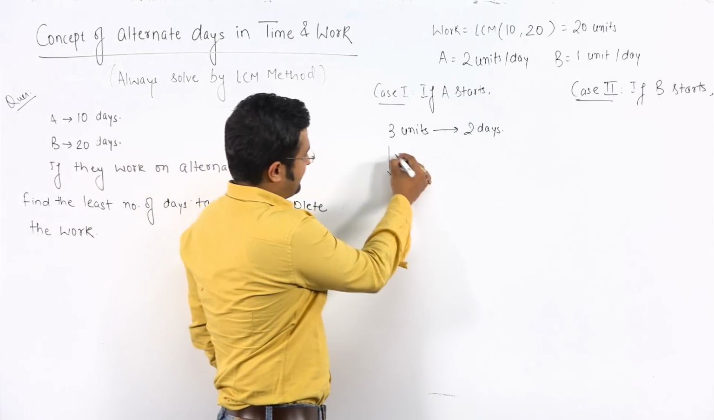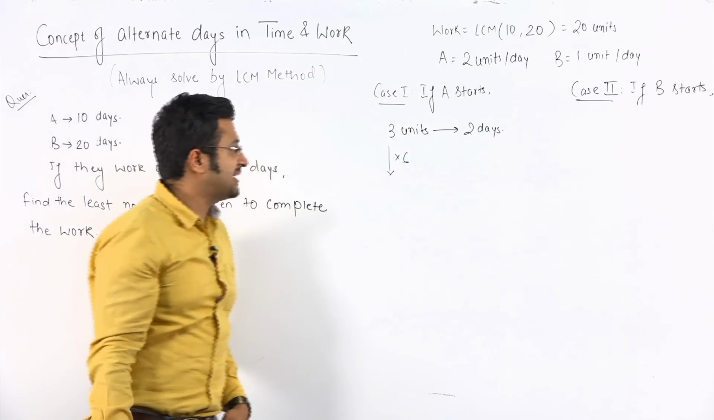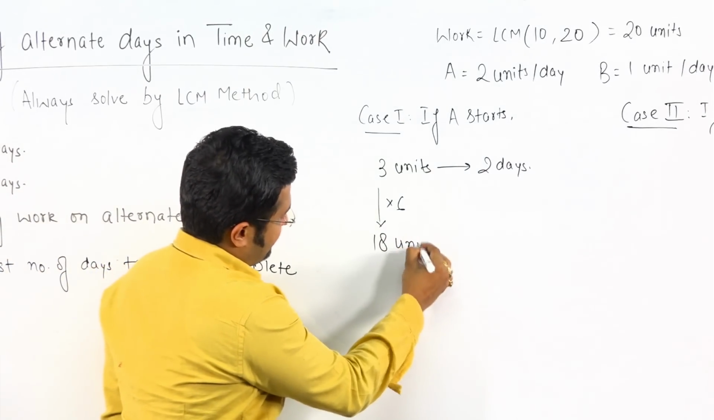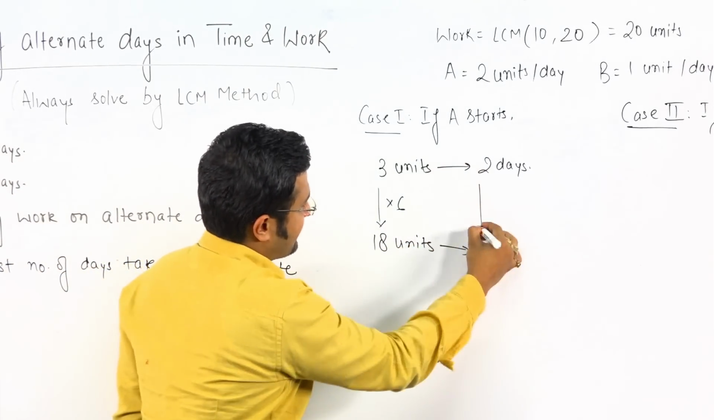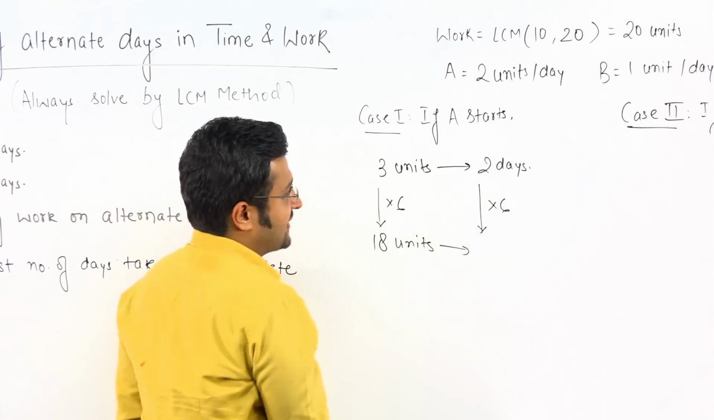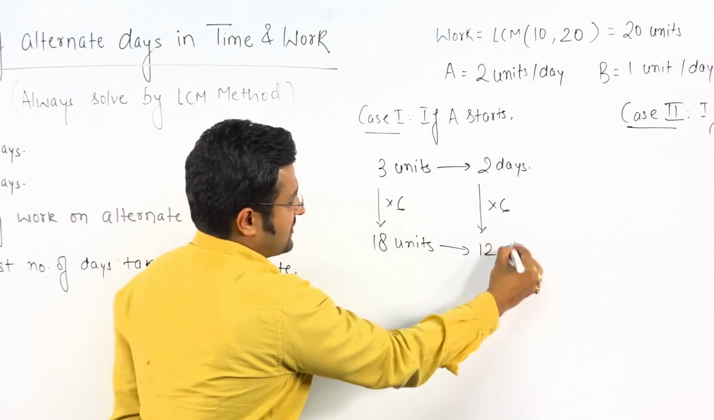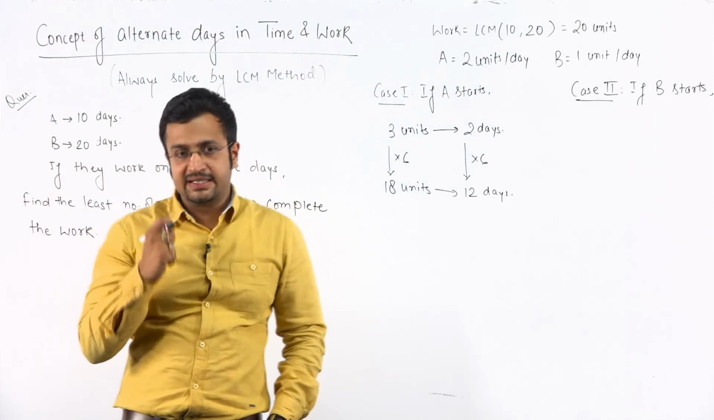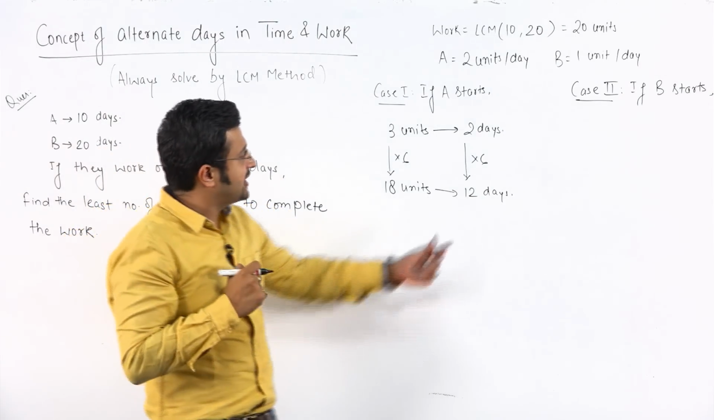Can you get 18 by multiplying something with 3? Yes. We have to multiply 3 with 6. If you multiply 3 with 6, you will get 18 units will be completed in how many days? You have to multiply by 6 here. That means 2 into 6, 12 days. We can say that 18 units, in how much time are they completed?